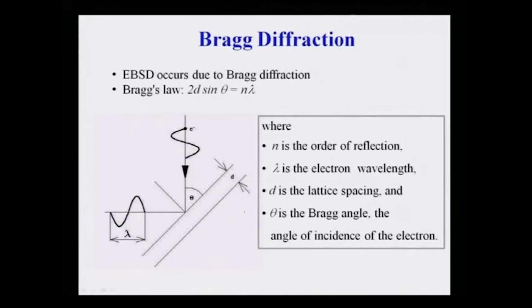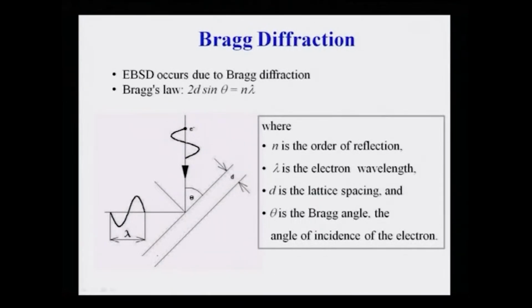And as you know, if an electron beam with a certain wavelength lambda falls on an atomic plane of spacing d, it can get scattered according to Bragg's law at an angle theta, satisfying 2d sin theta equal to n lambda, where n is the order of reflection. Normally it is 1 in the case of X-ray, but in the case of electron diffraction it can be more than 1.